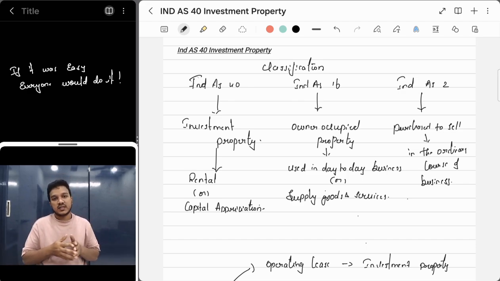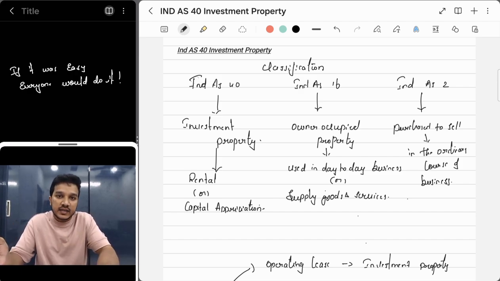So first of all, when you purchase any asset, you will determine its classification based on its usage, for what purpose you are using the asset. In case you are using the property for future use, for capital appreciation or for rentals, then that will become your investment property. Otherwise, in case you are using that asset for your day-to-day business, or for the supply of goods and services, then that will become your property, plant and equipment. Otherwise, if you're purchasing some goods for reselling, then that will become your inventory. So then Ind-AS 2 will be applicable in that case. That is what I've given here: Ind-AS 40, Ind-AS 16, Ind-AS 2.